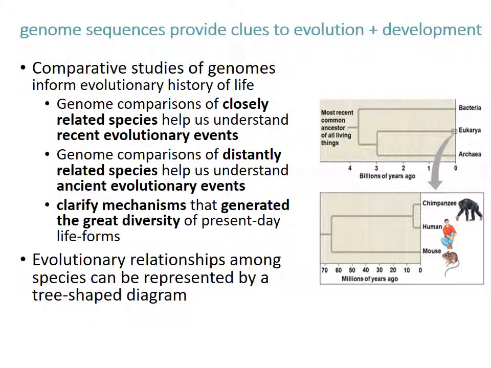So looking at evolutionary relationships can be done by looking at this sort of tree-shaped diagram. And again, in Unit 5, we'll talk more about how to make those and how to interpret those diagrams. But if we look at this one where it's mouse, human, chimpanzee, it's not saying chimpanzee is in first place, human is in second, and mouse is in third. It's saying that mice, humans, and chimpanzees share a common ancestor, and humans and chimpanzees share a common ancestor.